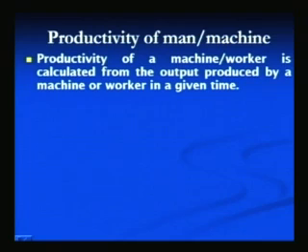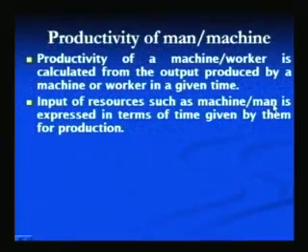So, to define or to quantify the productivity of a machine or worker, basically we use the output given by the machine or worker in a given period. Higher the output by the machine or the worker in a given time, greater will be the productivity. And here input resources such as man and machine are therefore expressed in terms of the time given by them for the production purpose.